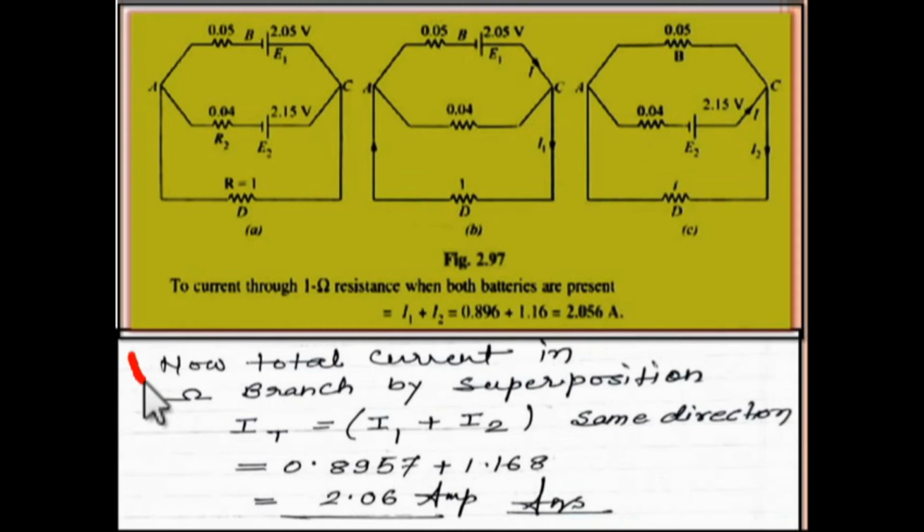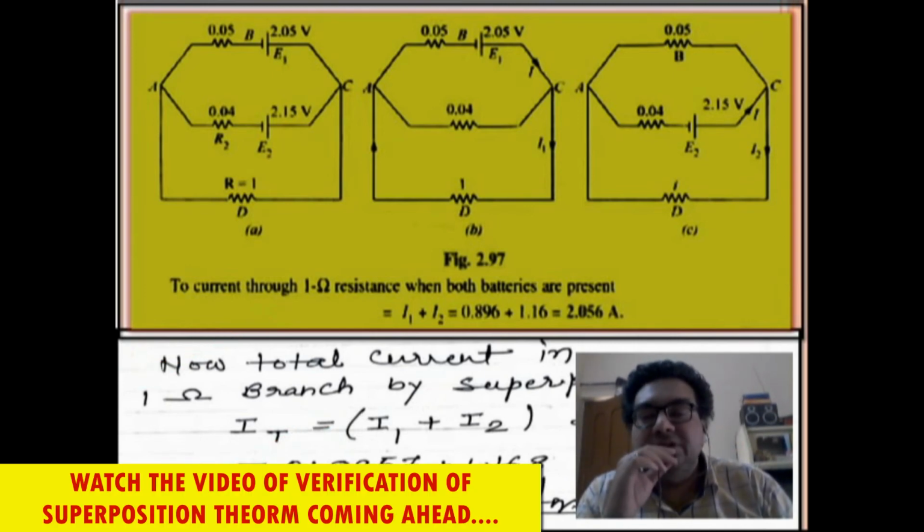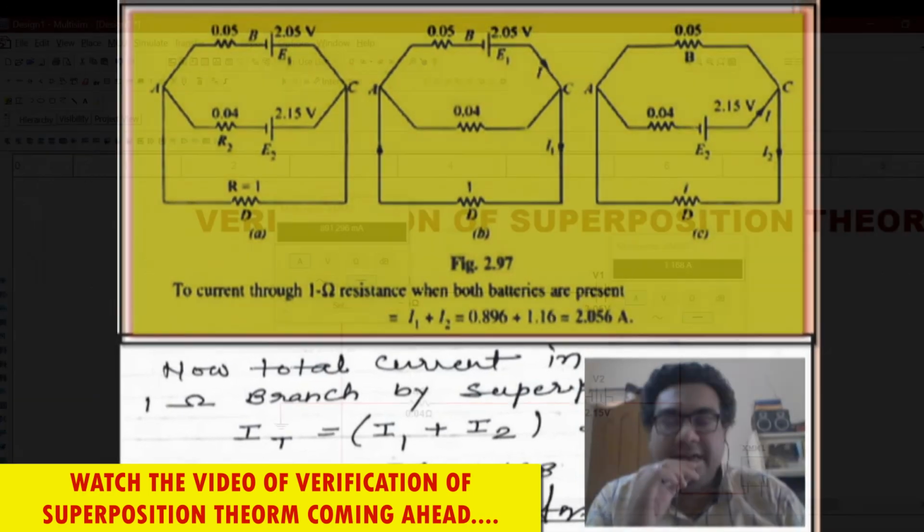Now you can write down the total current. Total current in the 1 ohm branch by the superposition theorem, IT equals I1 plus I2, in the same direction, so it will become 2.06 ampere. So guys, that's how you can solve superposition theorem problems, whether there are current sources, voltage sources, or many sources, you can find the value of current or voltages. That's it for today.